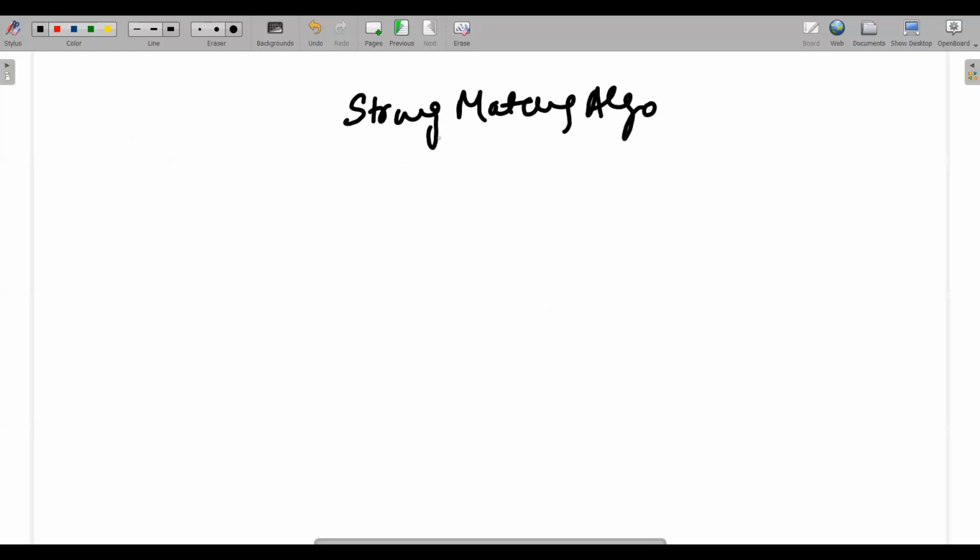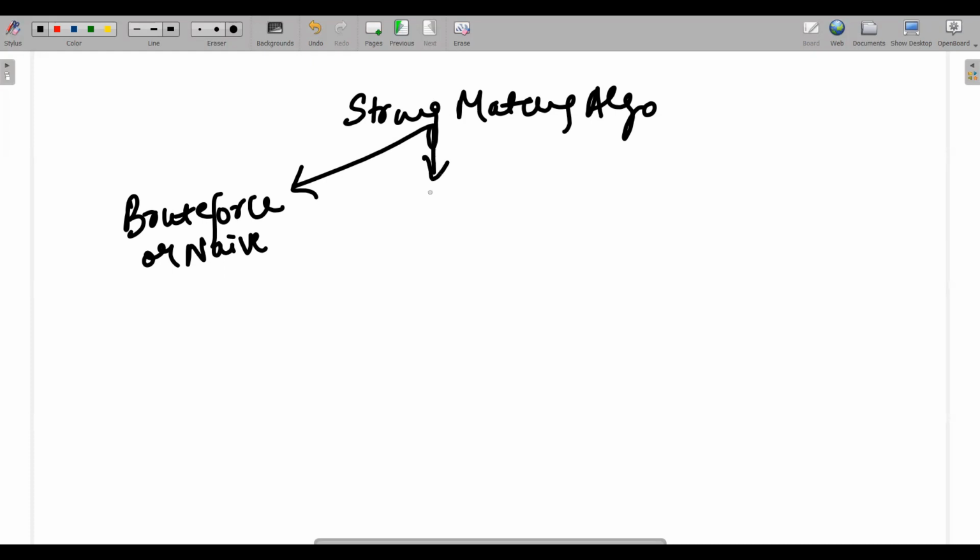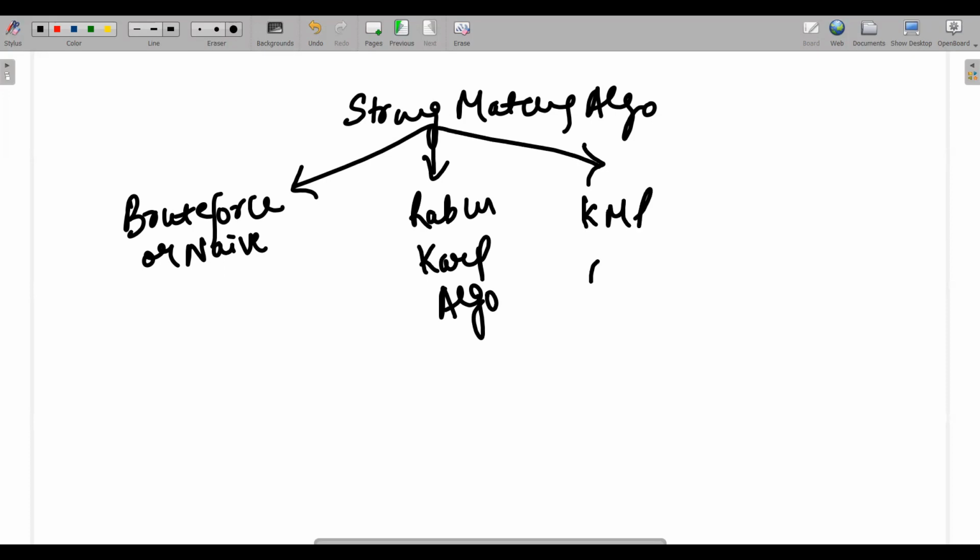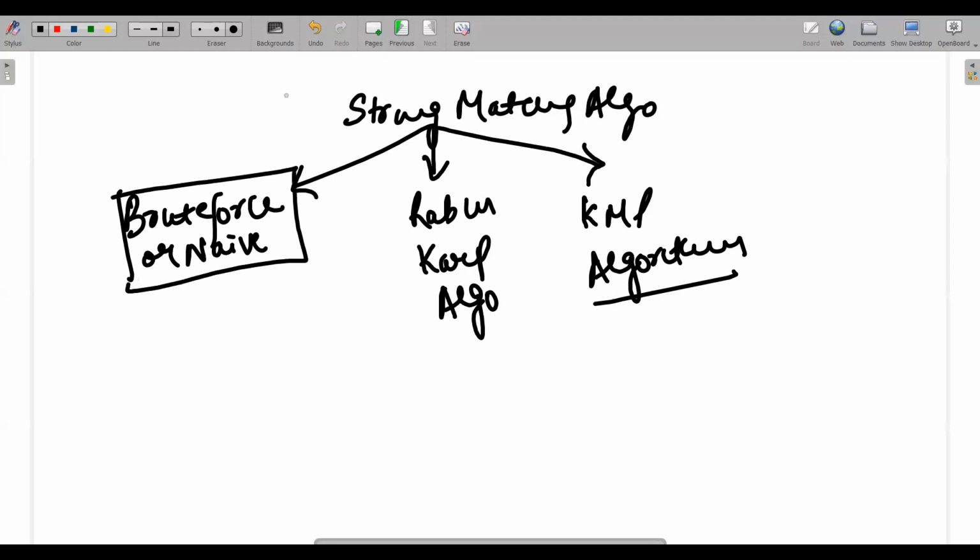If I talk about string matching algorithms, there are three types of algorithms that we will be discussing. One is brute force, also known as the naive algorithm. The next algorithm is the Rabin-Karp algorithm. And last but not least, we have the KMP algorithm. These are the three algorithms that we'll be discussing in all the upcoming videos. We'll start with the brute force or naive string matching algorithm.